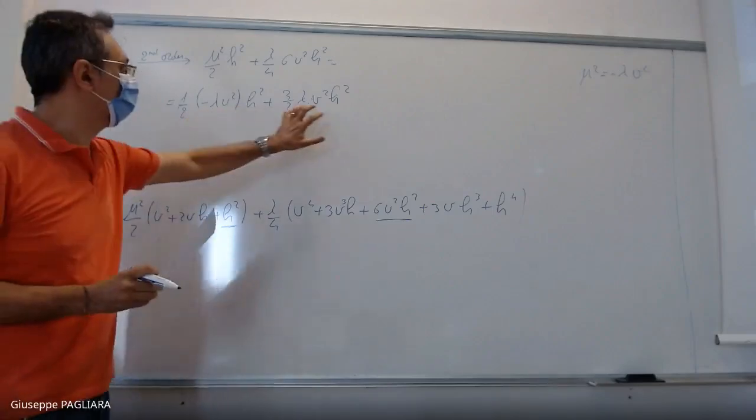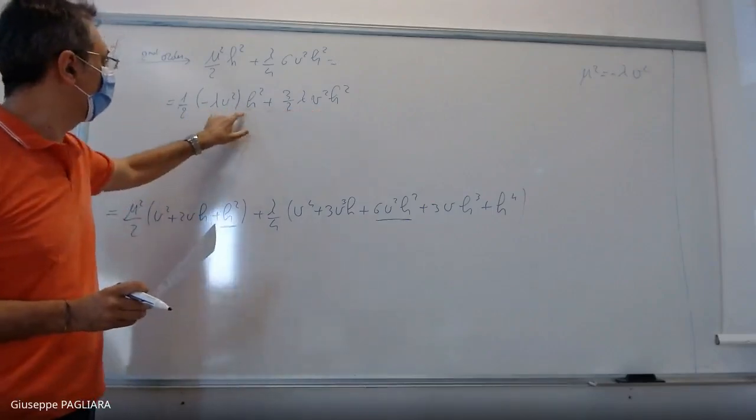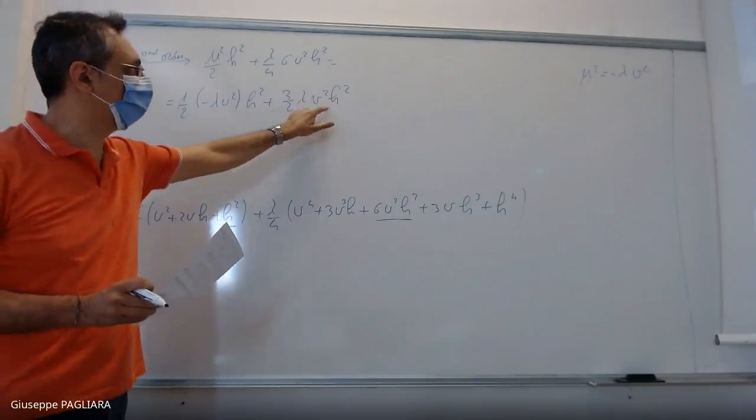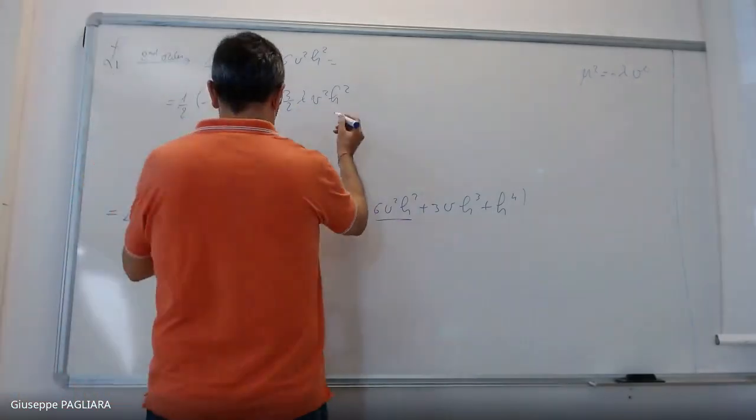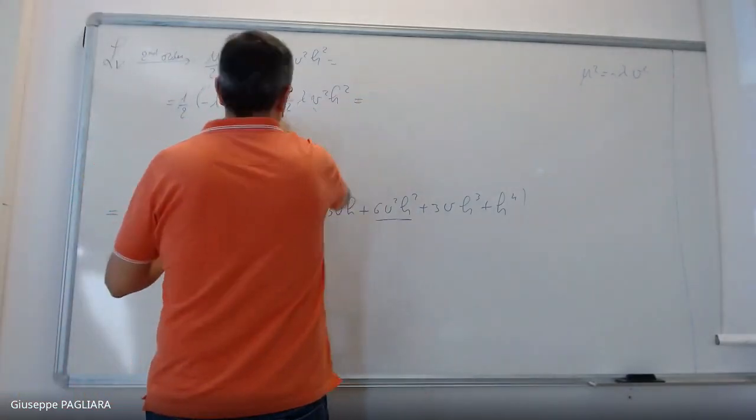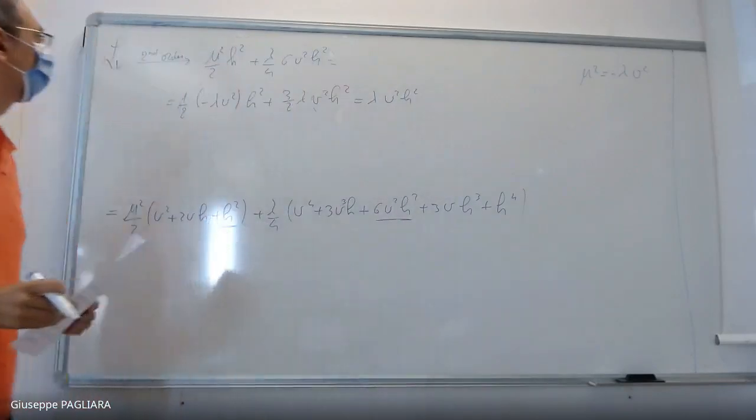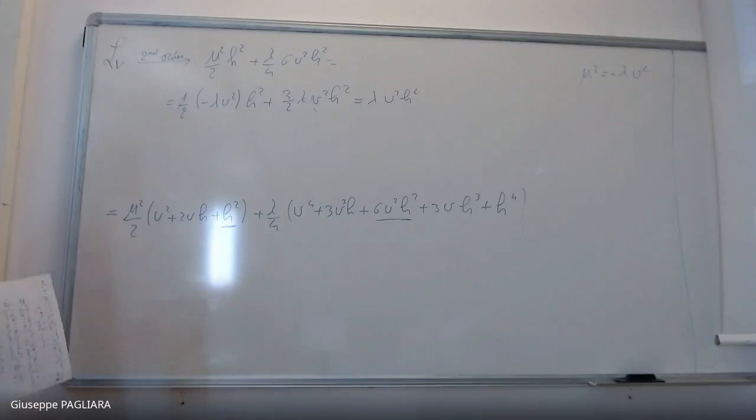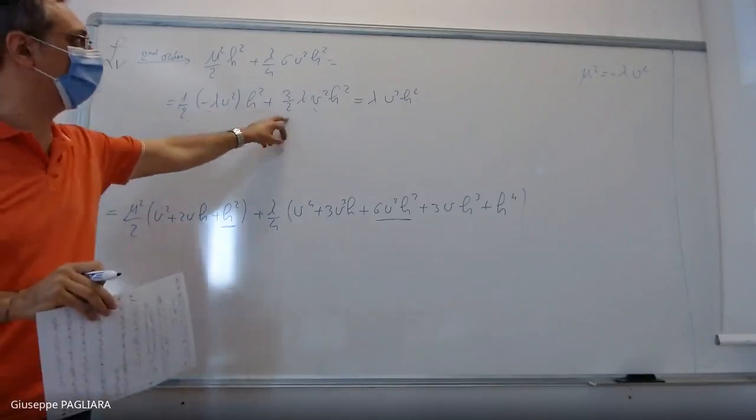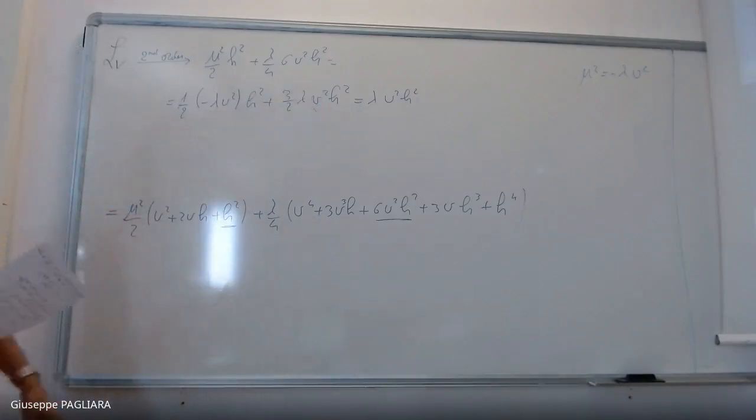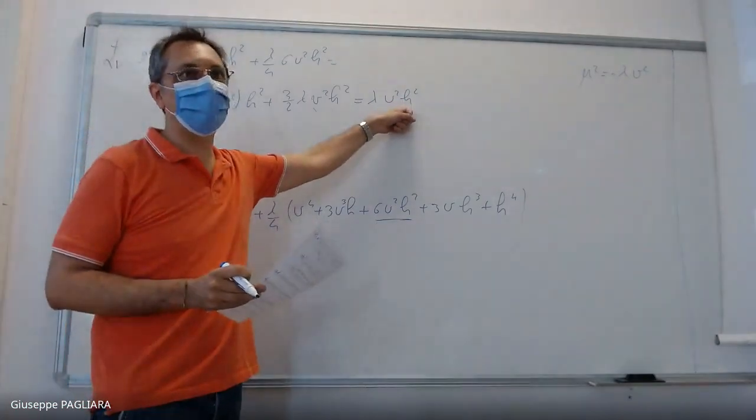Now we can add those two terms because they are homogeneous, right? Lambda v squared h squared, lambda v squared h squared. And so the result is simply lambda v squared h squared, times minus 1/2 plus 3/2, which is 1. So this is now a pure quadratic term in the Higgs field.